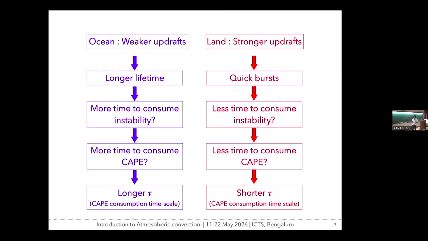This is also a repetition from my earlier talk: with weaker updrafts over ocean, we see longer lifetime and more time to consume instability, more time to consume cape, and so we can use a longer tau. And over land, it's the other way around.